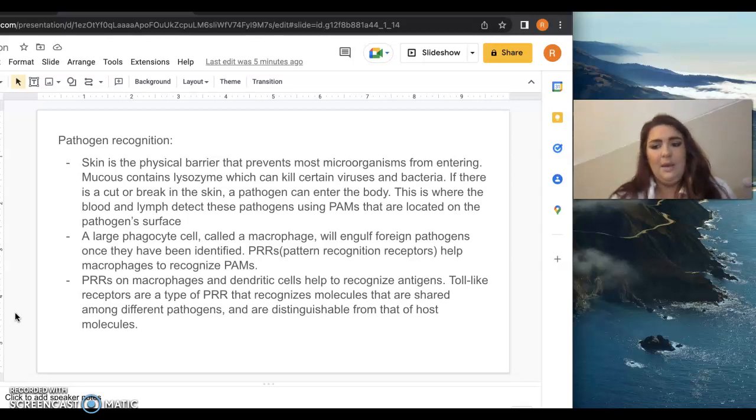The mucus, like in the mouth, contains lysozyme, which can kill certain viruses and bacteria, and it kind of helps wash away any kind of food particles that might contain any kind of harmful bacteria that can cause tooth decay or other illnesses.